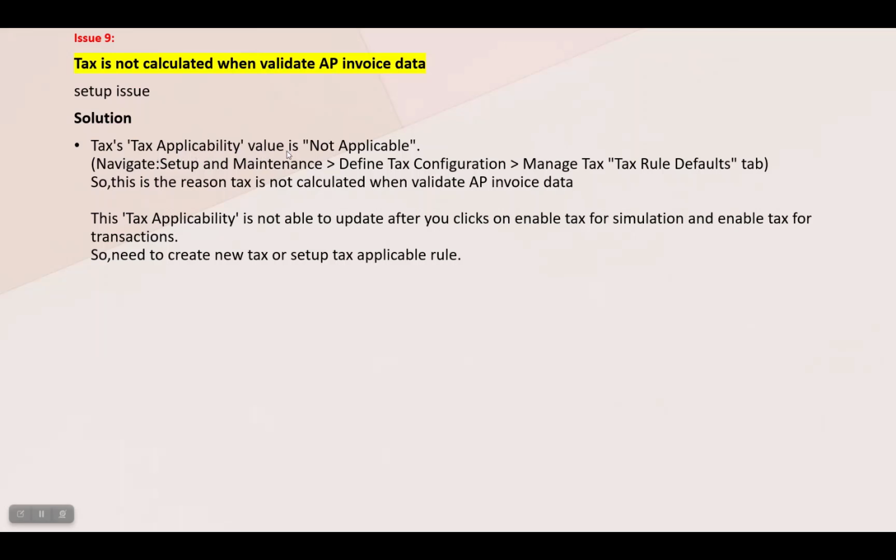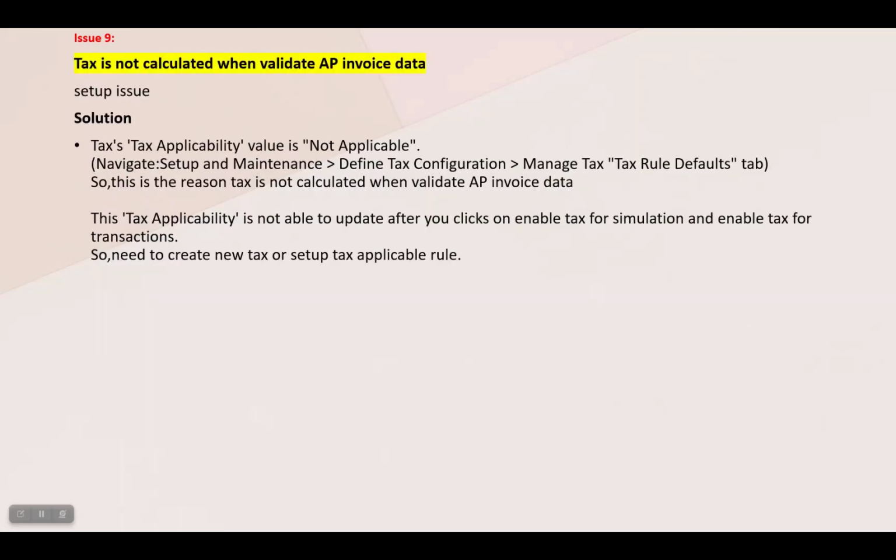Tax applicability value is not applicable. So you have to navigate to Manage Tax Configuration, Manage Tax Rule Defaults. This is the reason that tax is not calculated when validating the AP invoice data. This tax applicability is not able to update after you click on enable tax for simulation and enable tax for transaction. So you need to create a new tax or set up a tax applicability rule.